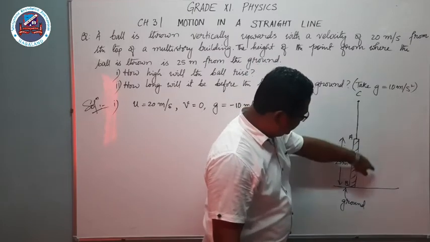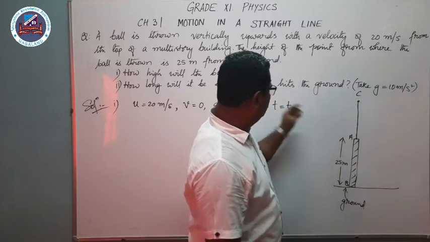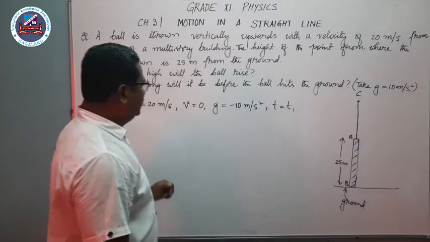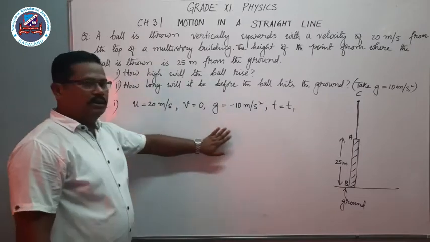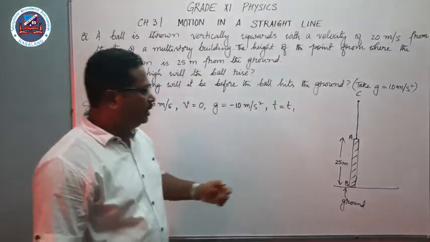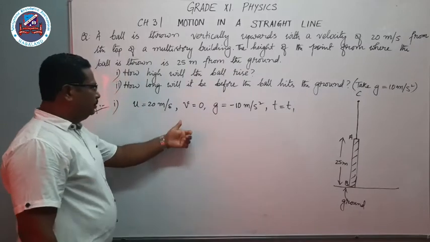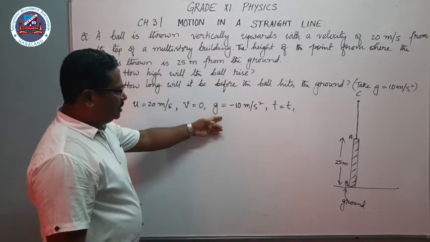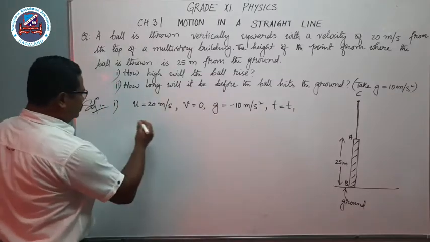From C to B, if it is T2, then we can add it, T1 plus T2. That will do at the end. So now, first of all, you will write down the given information. After writing down the given information, you will see which equation you can use so that you can get this distance AC. You know U, V, even acceleration you know, so you can use the third equation of motion.